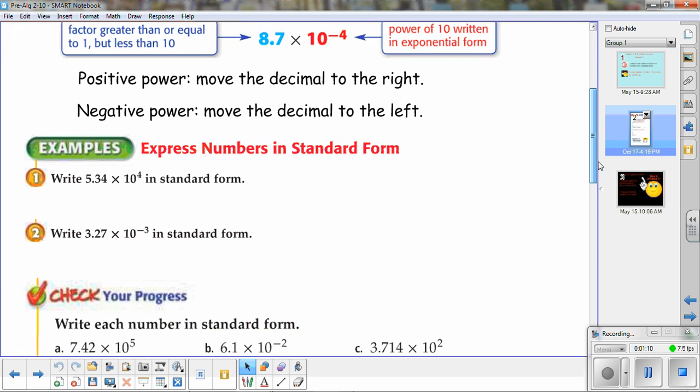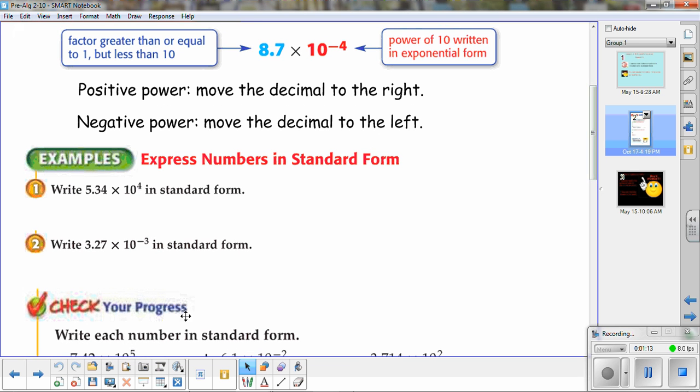The first thing that we're going to do is we're going to change from scientific notation to standard form. Since this exponent is a positive 4, that means we're talking about a large number, so we're going to move the decimal to the right 4 places. And then you'll just drop in some zeros to hold the empty spots. $53,400.